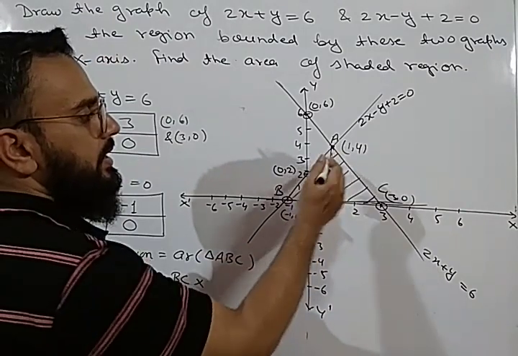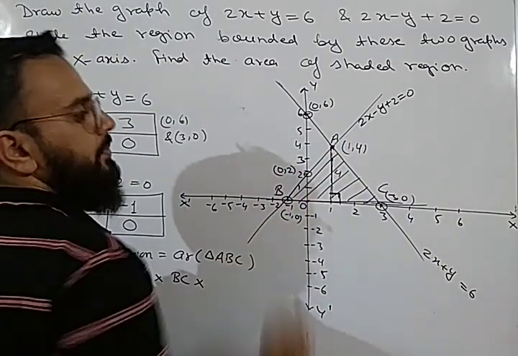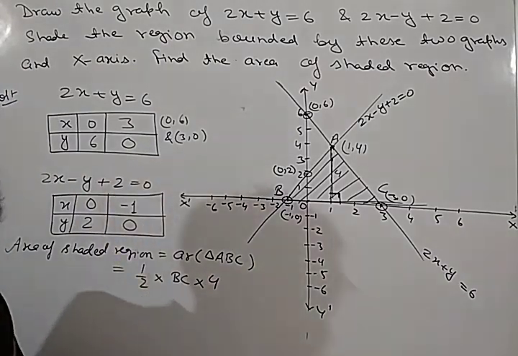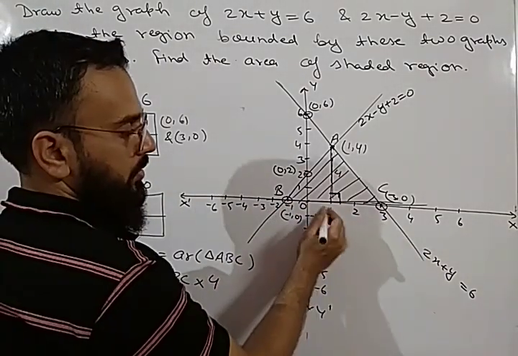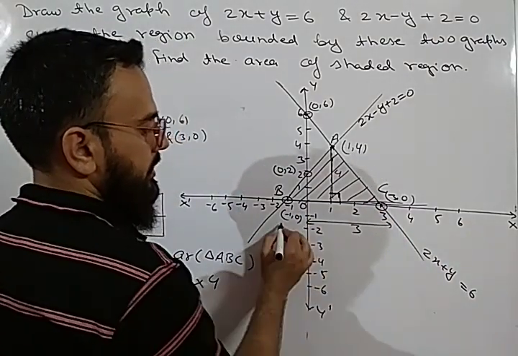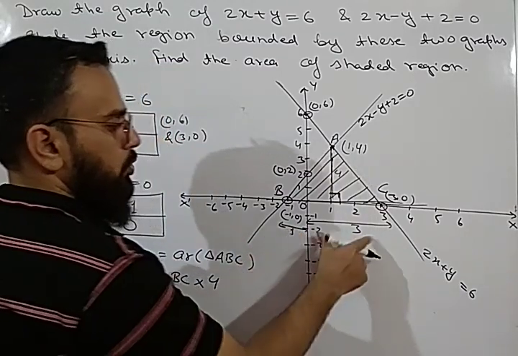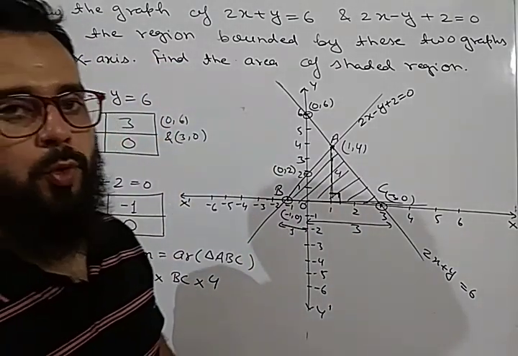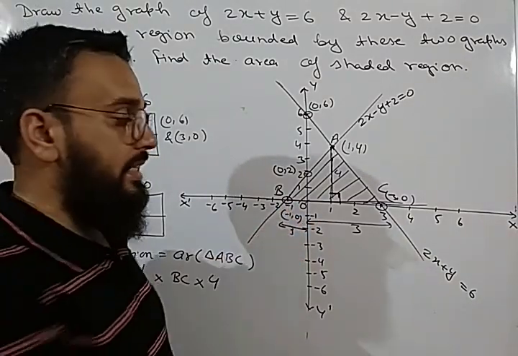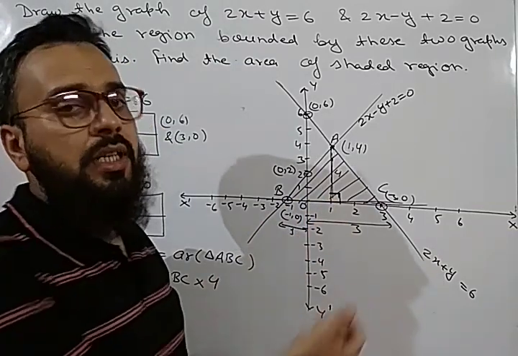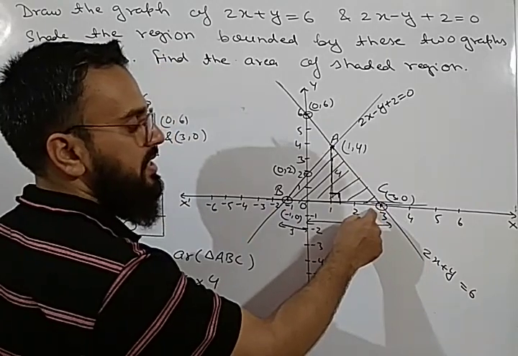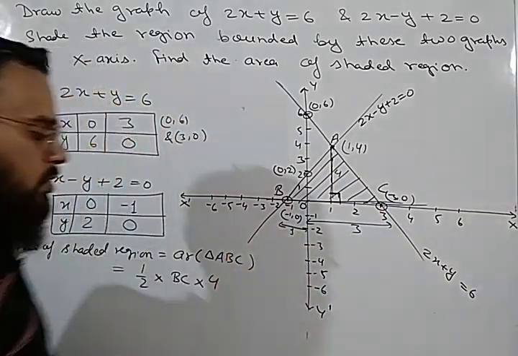And what is this height? This length is 4 unit. Okay, so this is 4. Half BC into 4. And what is the length of BC? From origin to point C, it is 3. This length is 3 and this length is 1. So the total length will be 3 plus 1, that will be 4. Okay, don't subtract. It is minus 1, but minus 1 is only the representation that it is lying on the left hand side. But what will be the total length of this side BC? This will be 3 plus 1, so it will be 4.